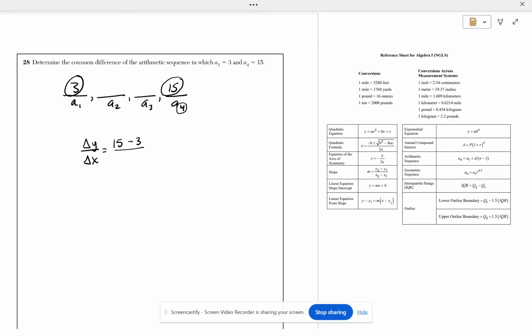And then how many n's did it take to get there? 4 minus 1. This is basically saying what was the span of the sequence, and then divided by how many d's. So now I get 15 minus 3 is 12, divided by 4 minus 1. 4 minus 1 is 3, so then I would get 4. The common difference is 4.